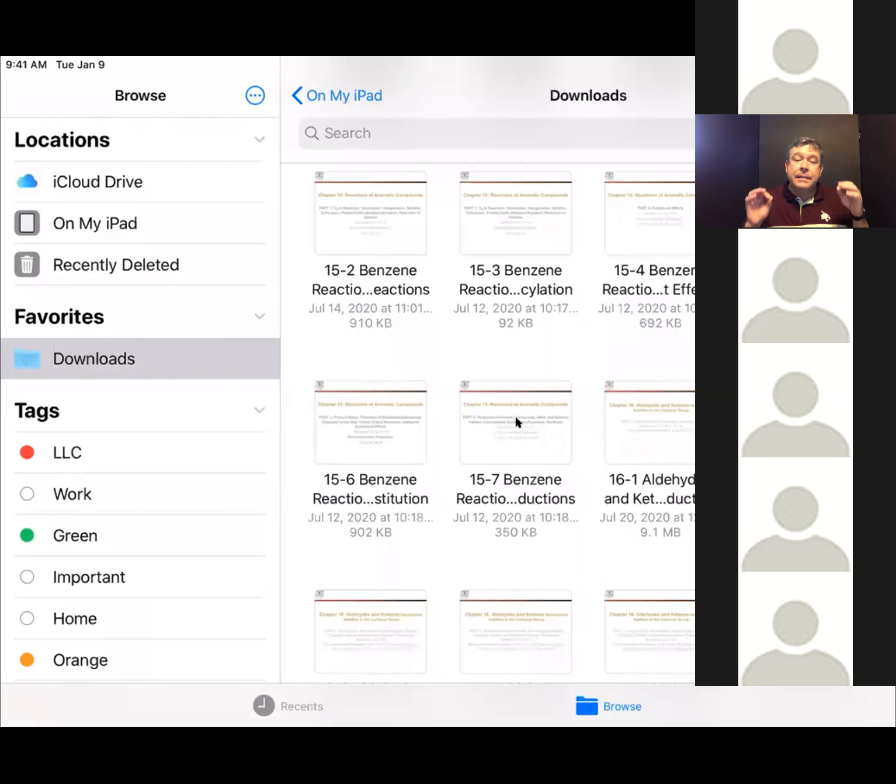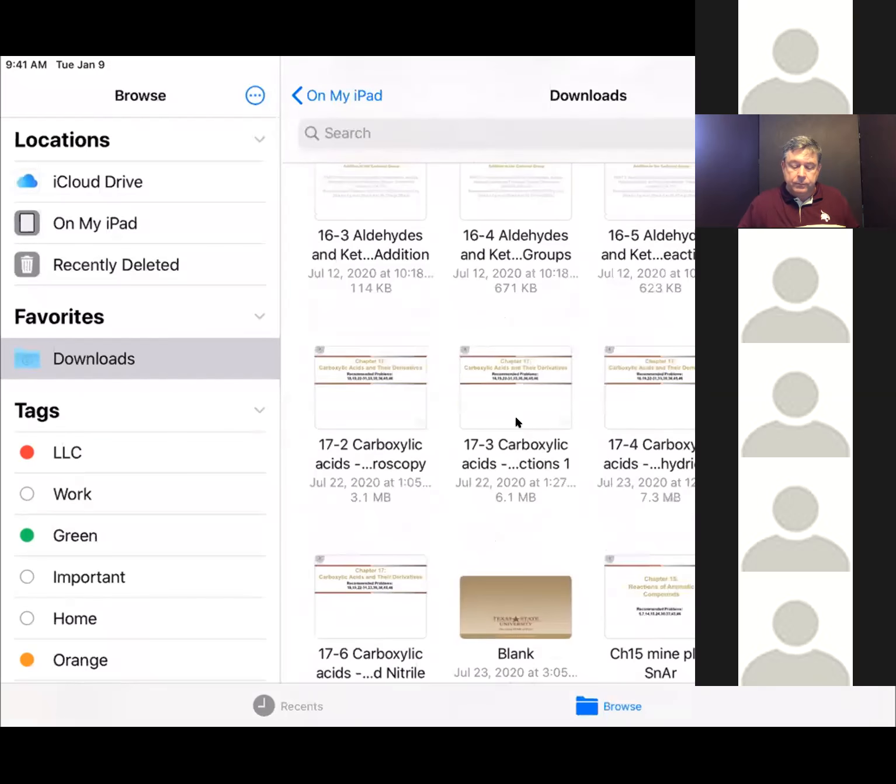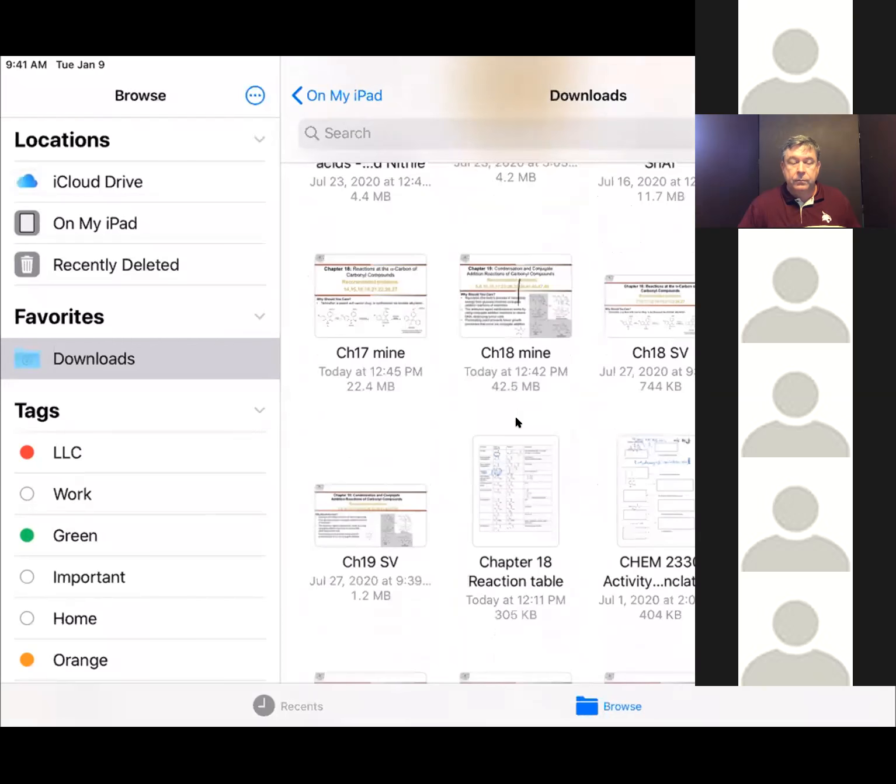Aldehydes and ketones: selectivity, and oxidation and reduction. Carboxylic acids: how to make them, the different reactions they do, and how to convert from one kind of carboxylic acid to the other, so from an ester to an amide to a carboxylic acid, how to convert back and forth. Alpha hydrogens: knowing which are most acidic and how to make them, and how to then use those to do different reactions. And they have different names based on whether you have an ester, an aldehyde, or a ketone.